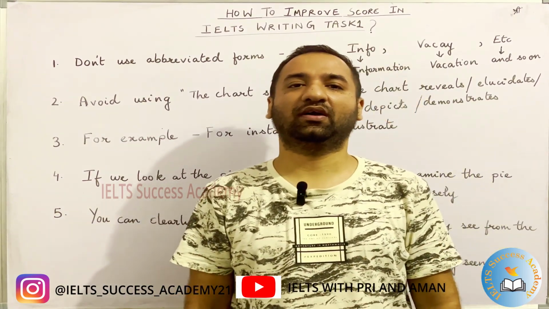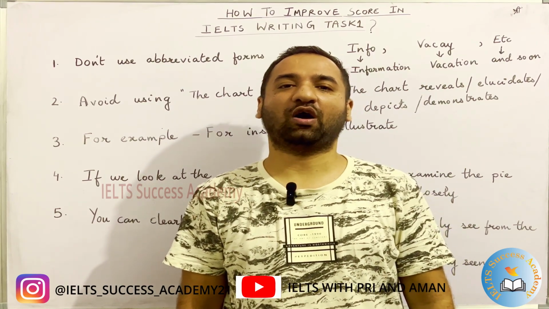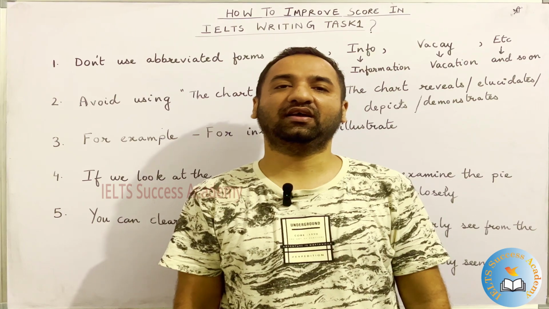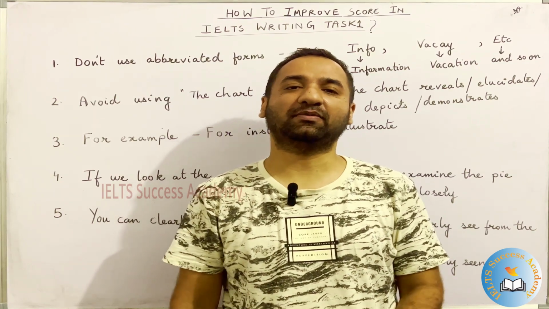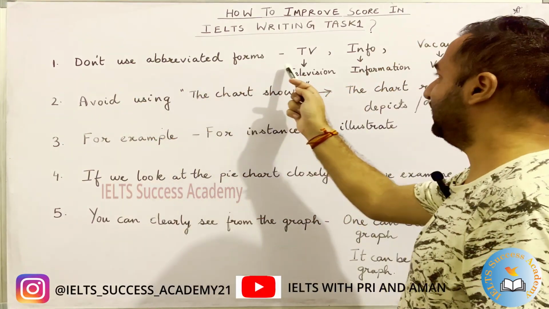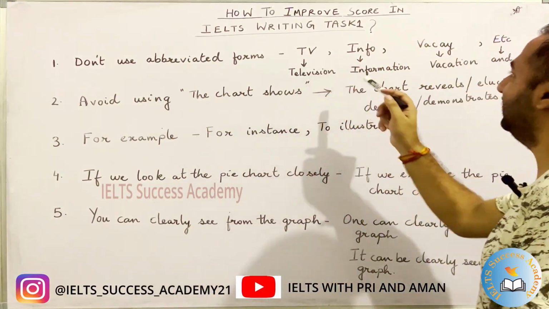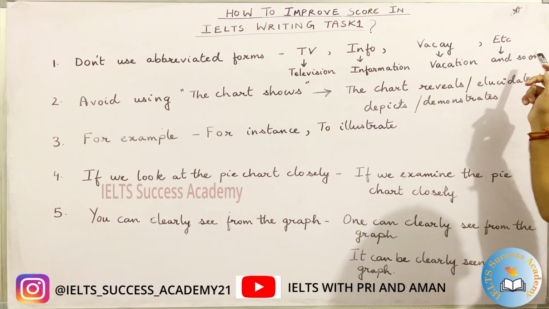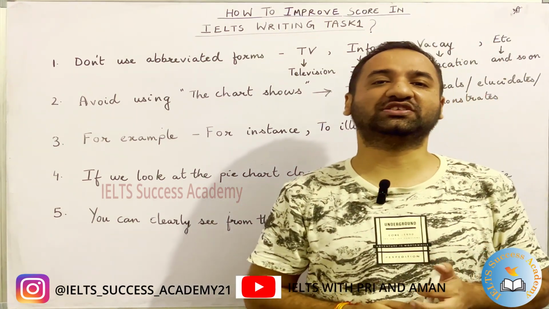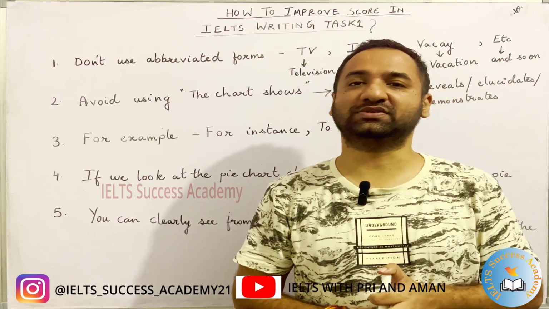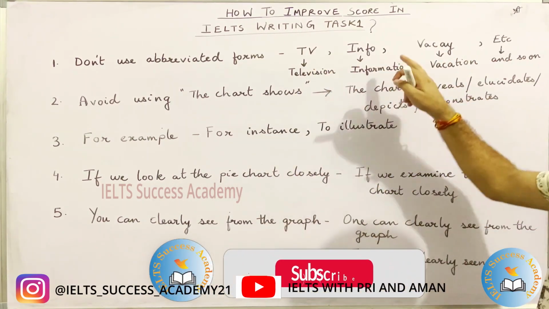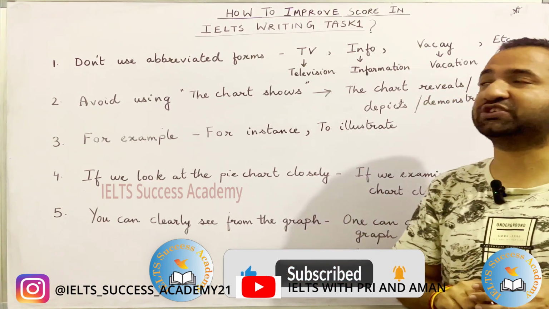Hello students, welcome. And today we will discuss how to improve your band score from band 5 to band 9 in writing task 1. These are some of my tips. So the first one is don't use abbreviated forms like TV, info, vacay, etc. Do not use abbreviations. Try to use full forms. For TV, write television. For info, write information.